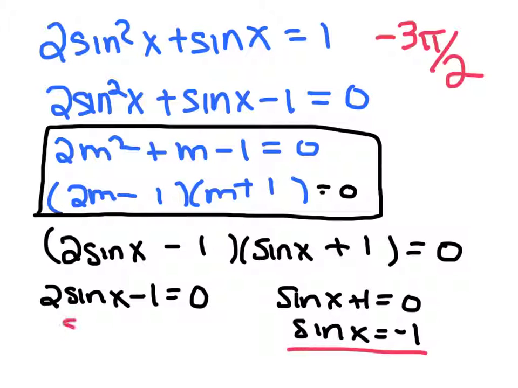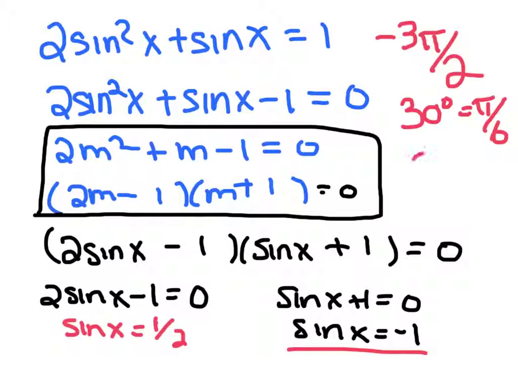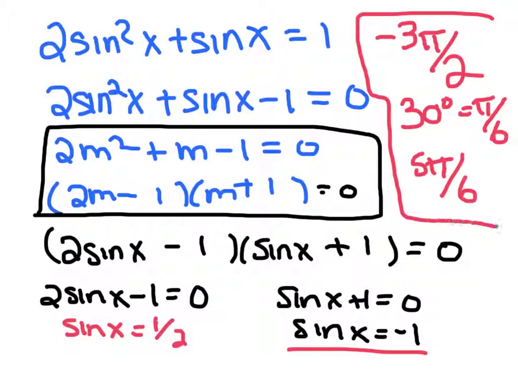And this is the sine of x is equal to 1/2 if I add the 1 and divide by 2. And the sine is 1/2 at 30 degrees, which is pi over 6, and also at 5 pi over 6. So this has 3 solutions. There they are.